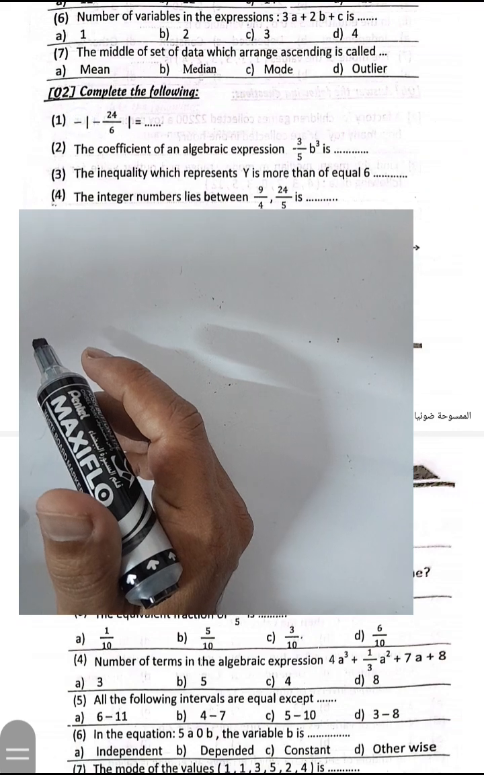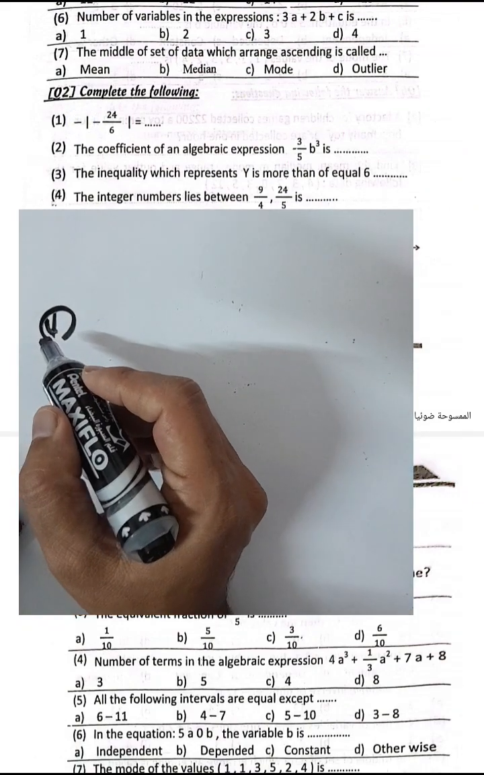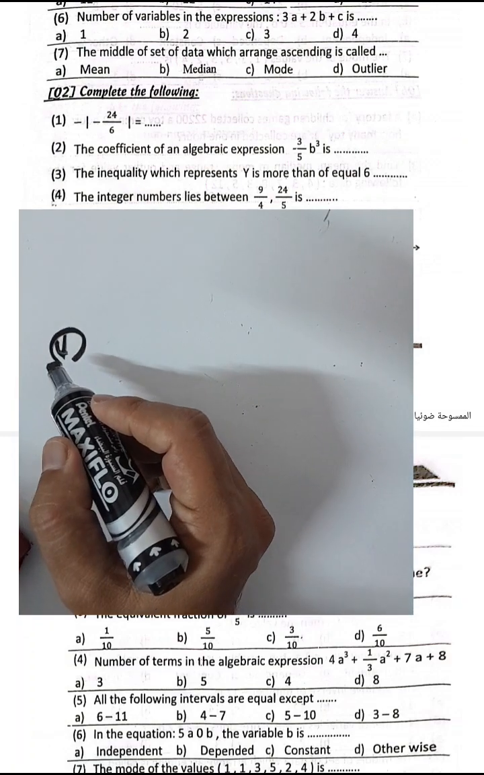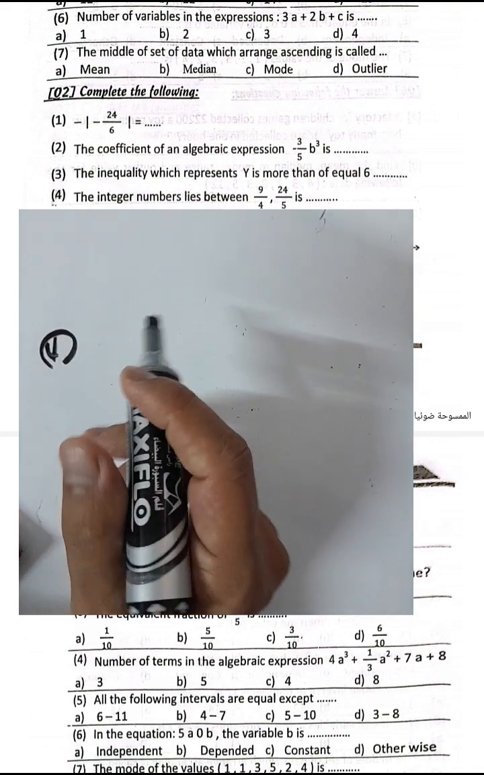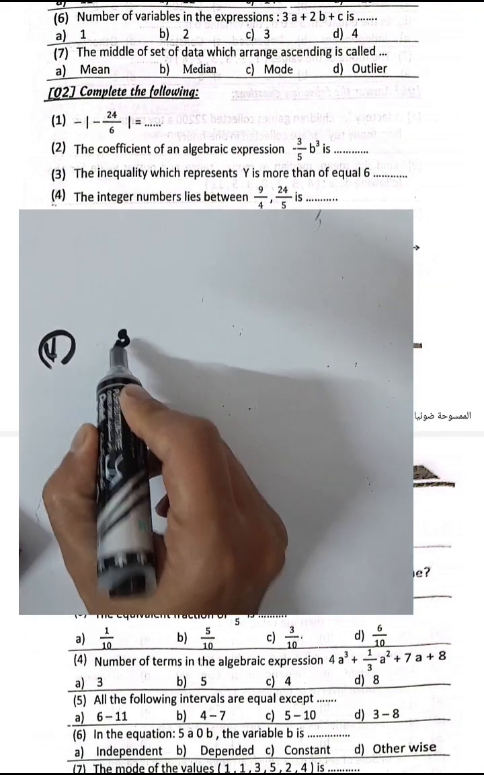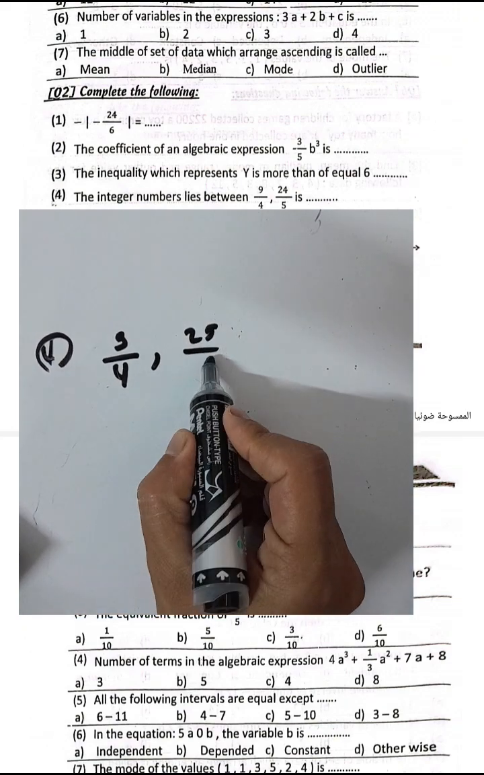Question number 4. The integer numbers that lie between 9/4 and 24/5 are what? You want to find the integer numbers that lie between them. We have 9/4 and 24/5.